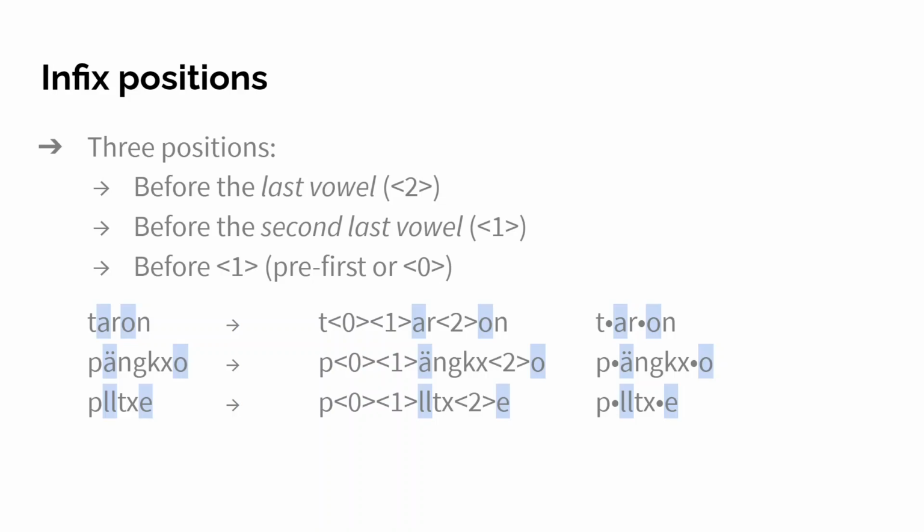Yeah, penko. There we have the E and the O. So the second position goes in front of the O. And 0 and 1 go before the E. Pulte. There we have again the 2 in front of the last vowel, so the E. And the 0 and 1 in front of the L. So here you see also pseudovowels, so L and R count as vowels. So you put actually infixes in front of them.